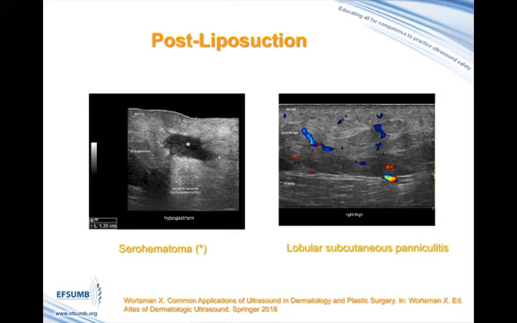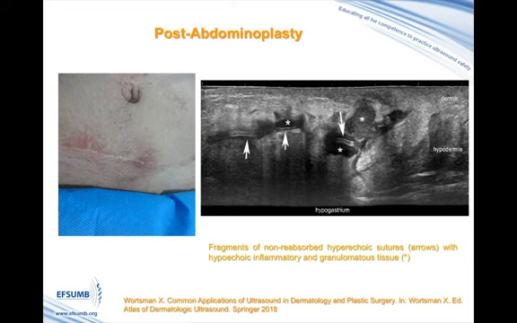In this case, post-abdominoplasty, you see multiple fragments of non-reabsorbed hyperechoic sutures in the subcutaneous tissue, surrounded by hyperechoic inflammatory and granulomatous tissue.